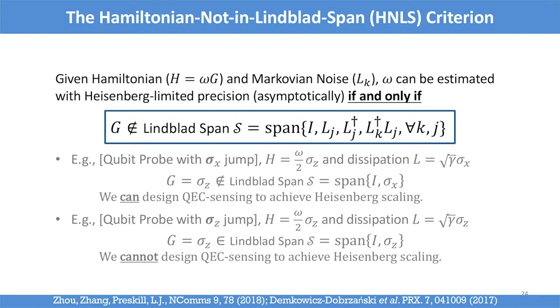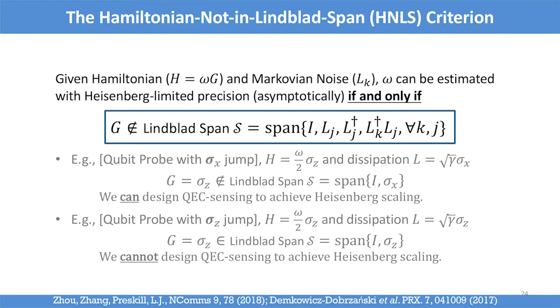In that sense, this notation is quite intuitive. It says that there's some part of the operator space which is being messed up by these jump operators, but as long as your generator for the Hamiltonian is not completely in that space, then you will have some part which is orthogonal to that, which will allow you to do the Heisenberg scaling sensing.